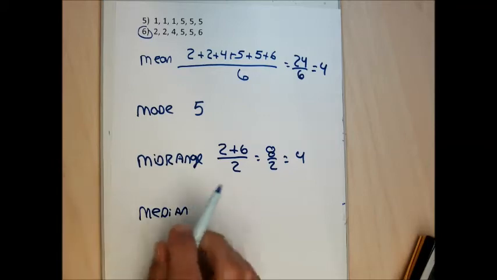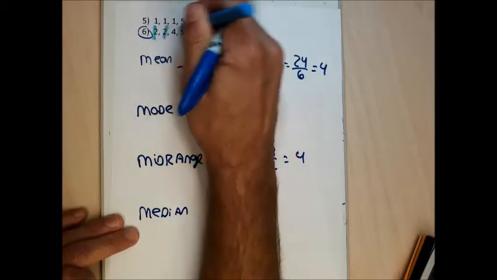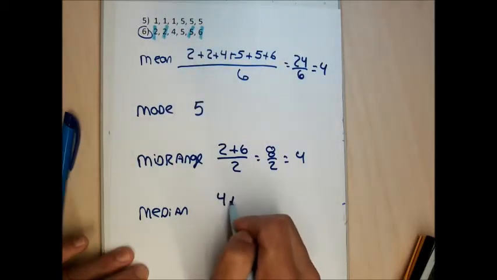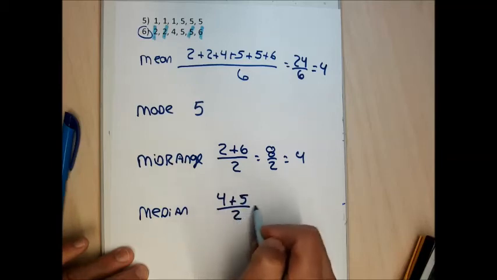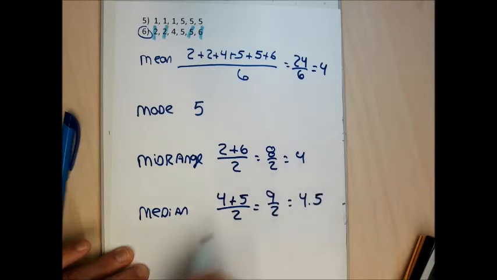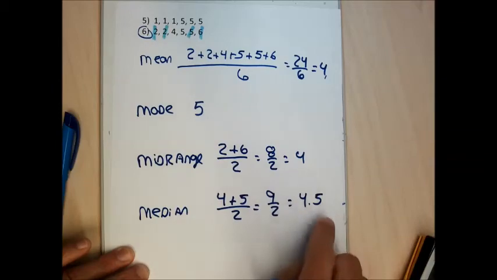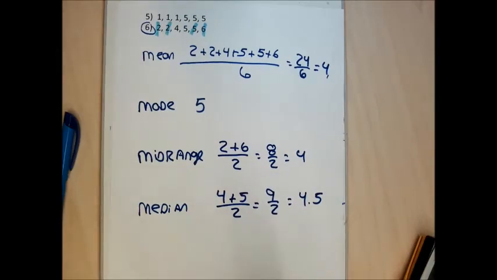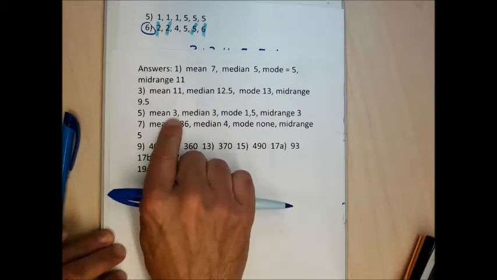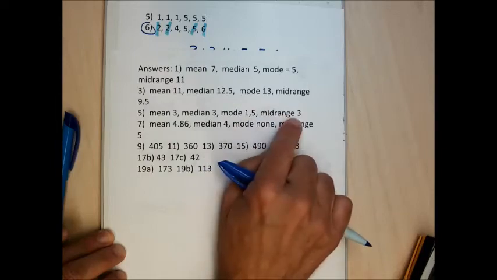And then the last number I need is the median. So I cancel out the first and the last, the second and the second from the last. I'm left with 2 numbers. I'm going to average those 2 numbers. Get 4 plus 5 over 2, which is 9 over 2, which is 4.5. So here's all the answers for mine. The mean is 4, the mode is 5, mid-range is 4, median is 4.5. For your problem 5, I've got the median and the mean at 3, bimodal 1 and 5, and I got the mid-range at 3 as well.